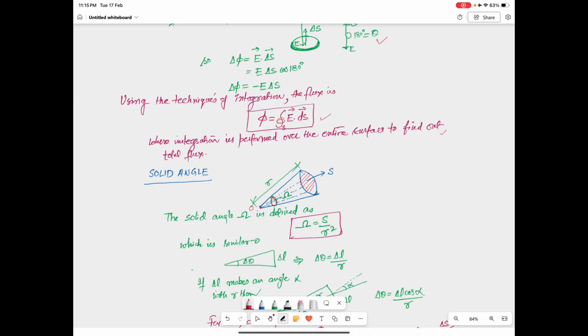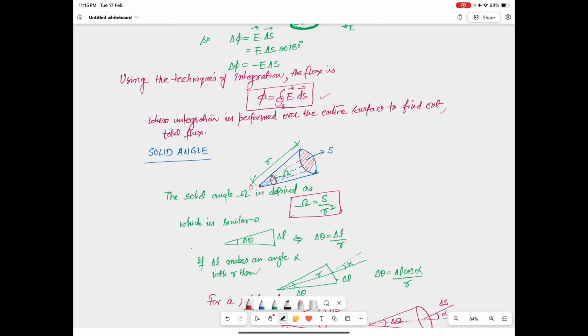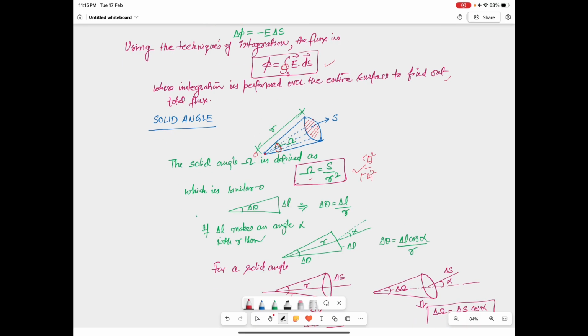The solid angle is defined as S upon R square. You must remember this formula. S is an area, R square is also an area, having dimensions L square, and this will also be L square, by dimensional analysis. So this angle is a dimensionless quantity, which is almost similar to the two-dimensional figure, where delta theta is nothing but arc upon radius, delta L by R. We know this. So the same principle is used for the solid angle: area upon R square.